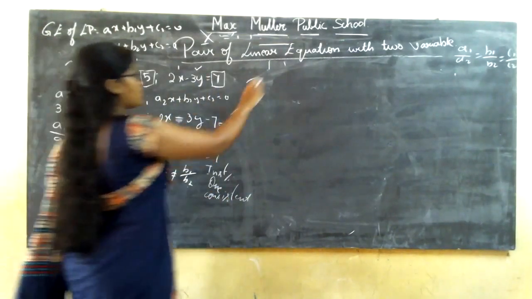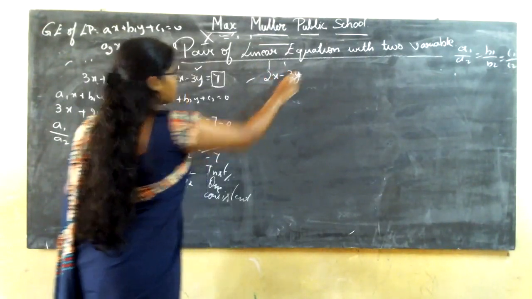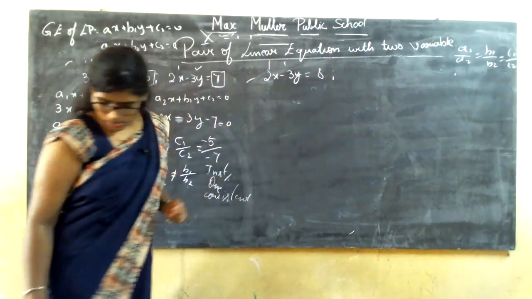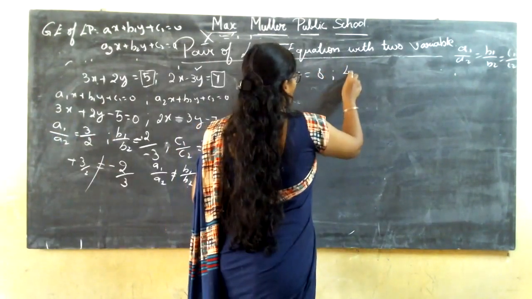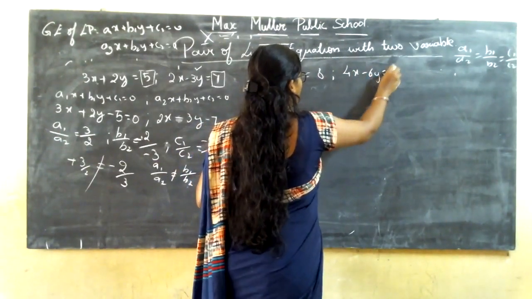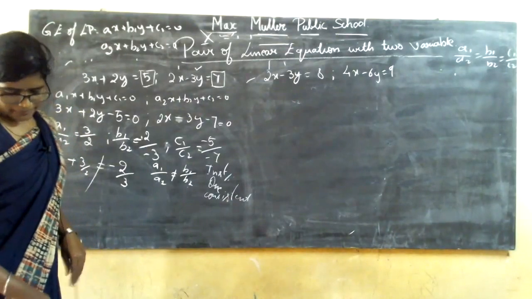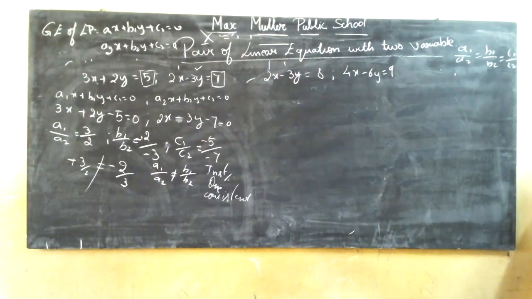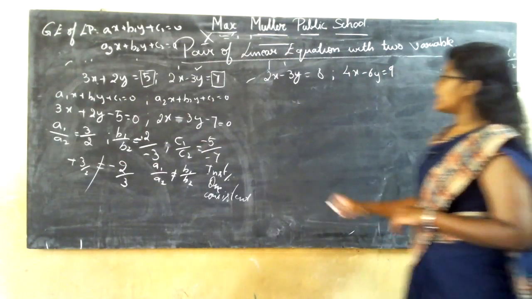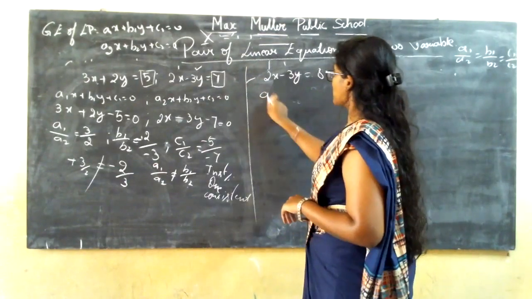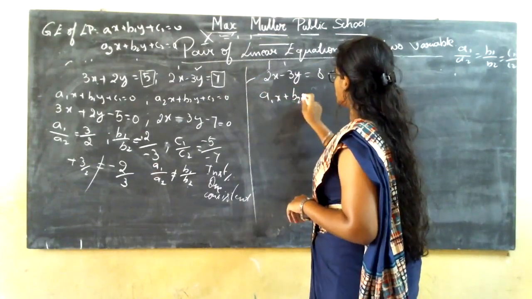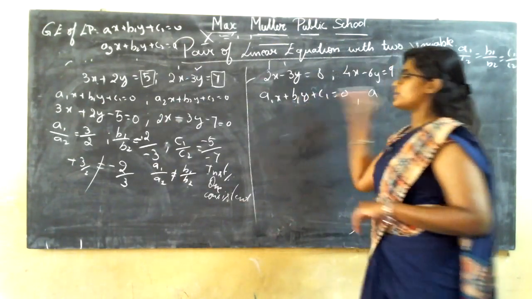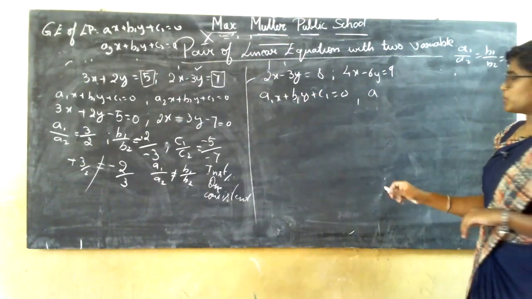Another example is 2x minus 3y is equal to 8, and the next line is given as 4y minus 6y is equal to 9. So this is the algebraic equation given. The first thing we are going to do is write the general equation a1x plus b1y plus c1 is equal to 0, and you can write it in an aligned way or you can write it step by step one below the other. It is your choice.